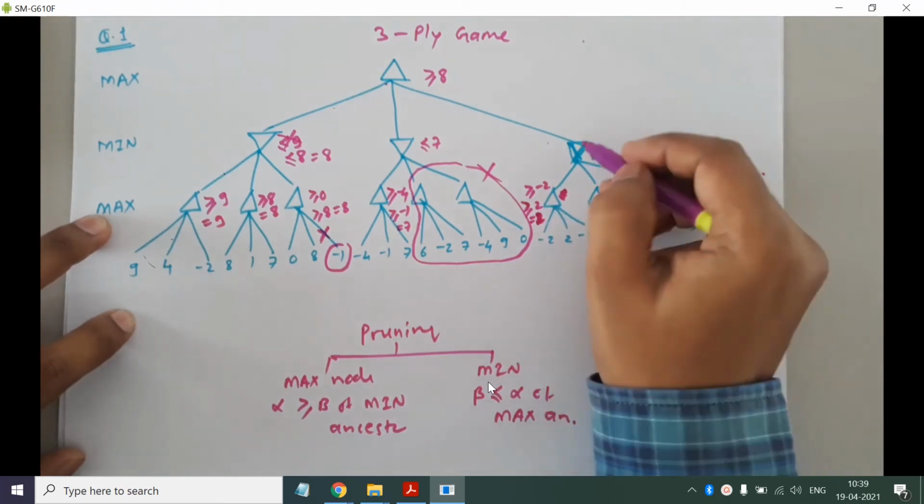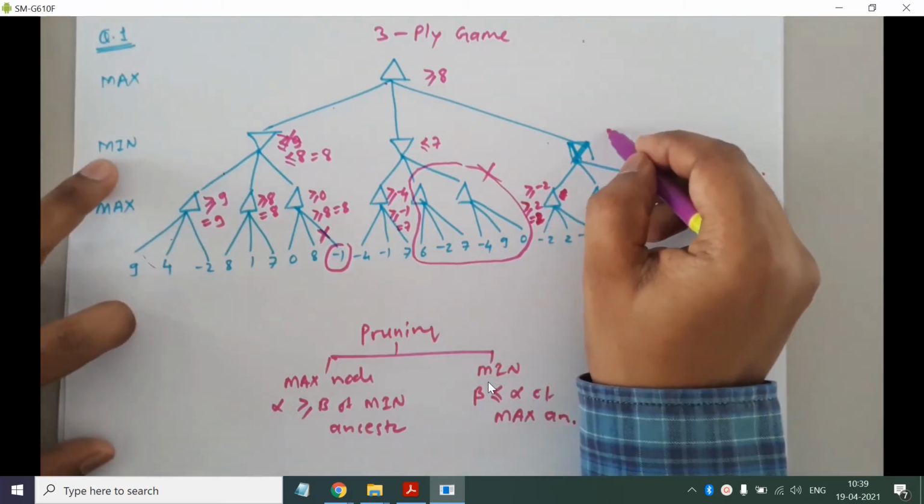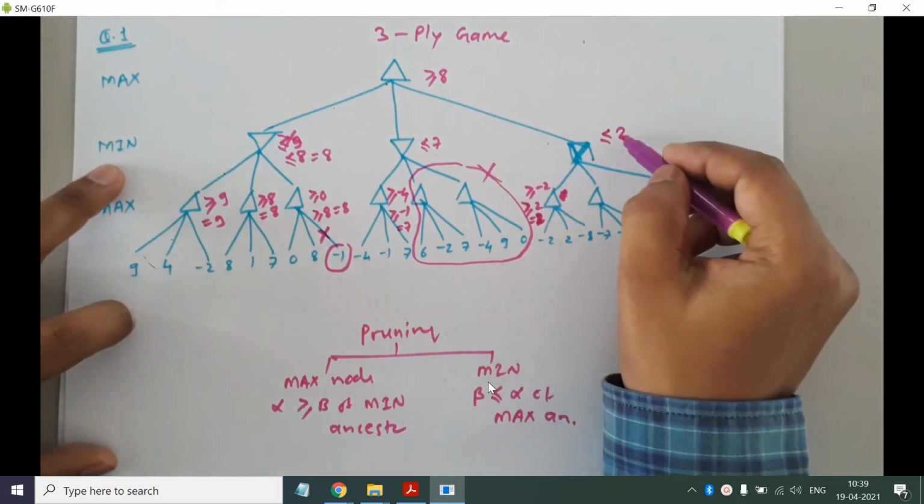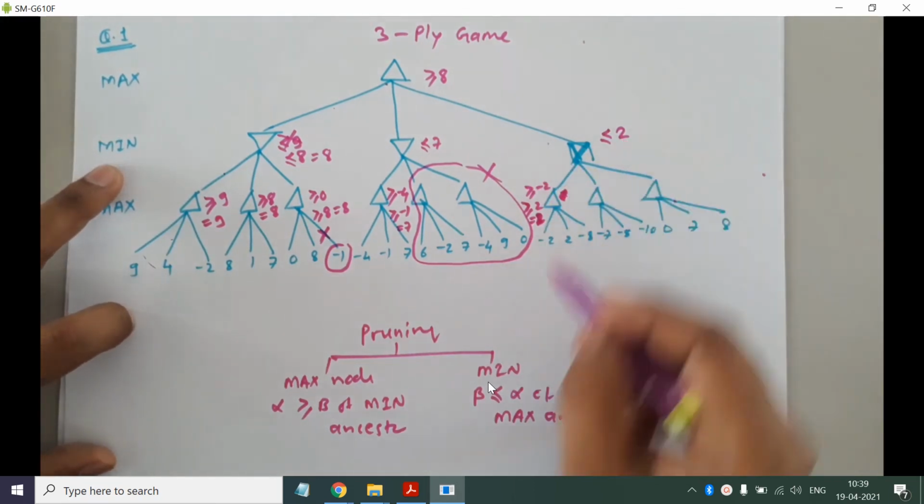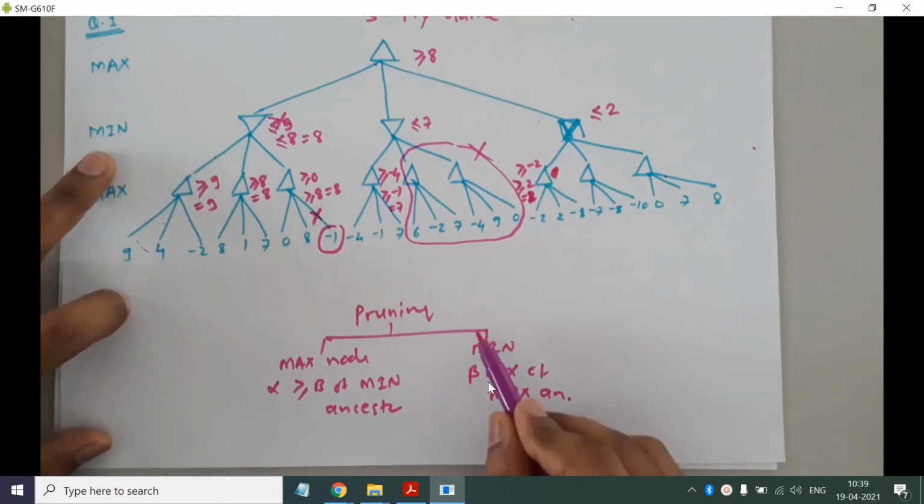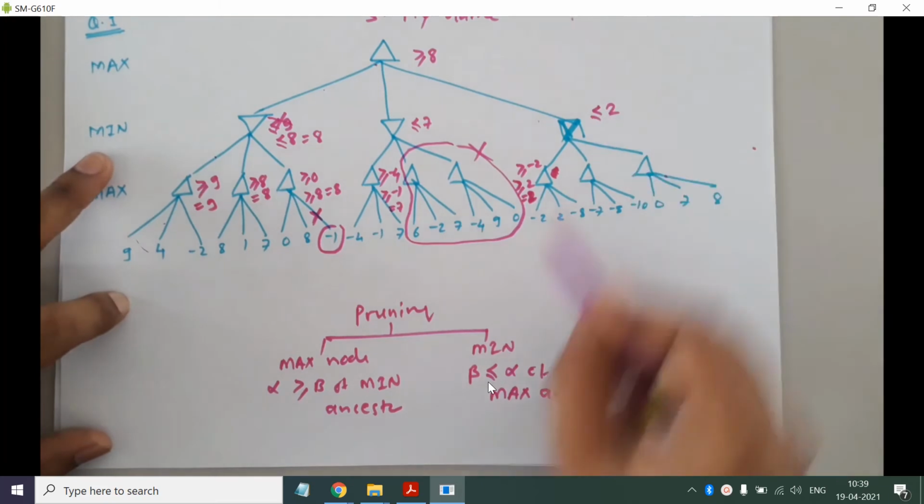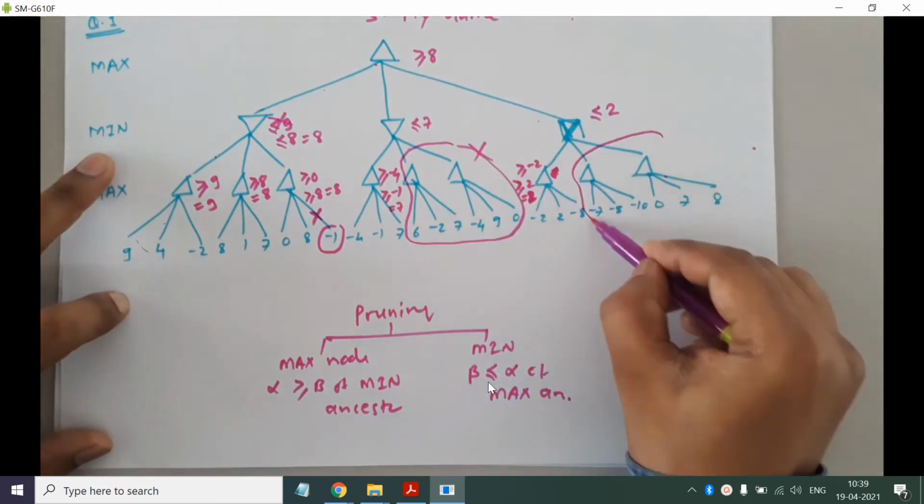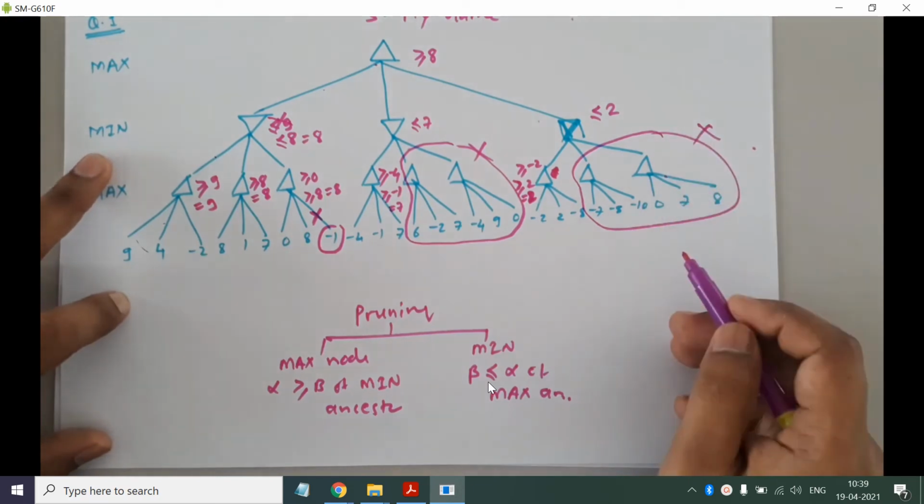Now min has a branch which is giving 2. Min will want to reduce this value. Again, if you apply the beta value, that is 2 less than 8, right? So we can prune this branch, this min branch.